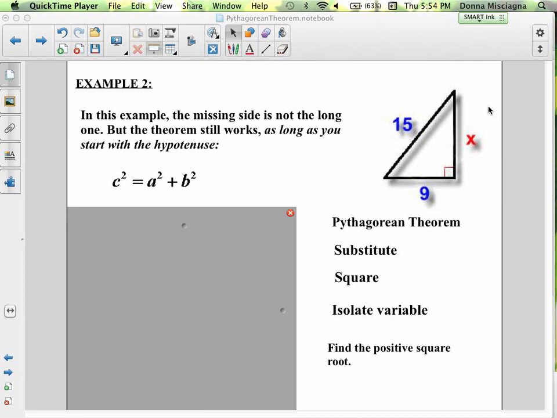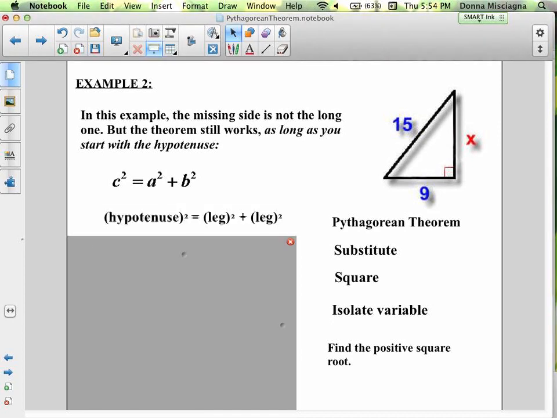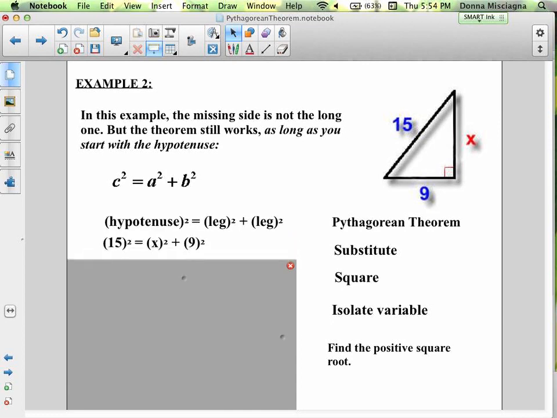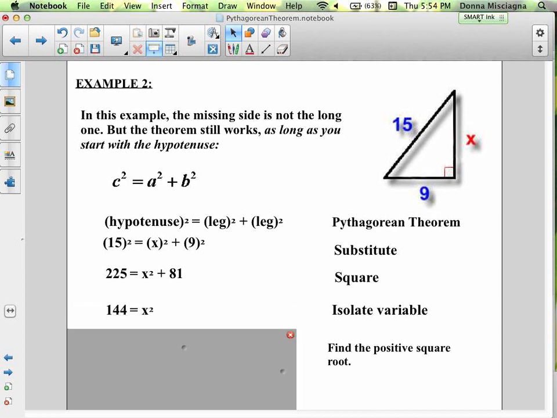All right, so Pythagorean theorem, hypotenuse squared equals leg squared plus leg squared. And then we'll substitute. So this time our hypotenuse is 15, and the two legs are x and 9. Right, so 15 squared is 225. 9 squared is 81. Right, we're going to isolate the variable. So we'll subtract 81 from both sides.